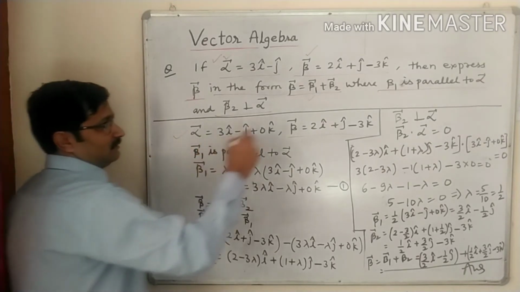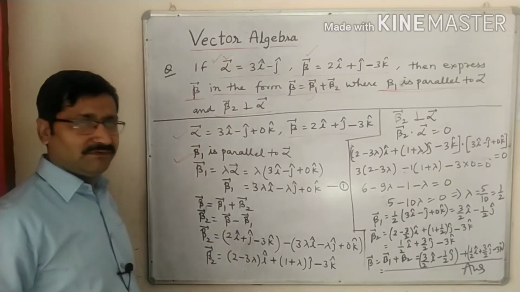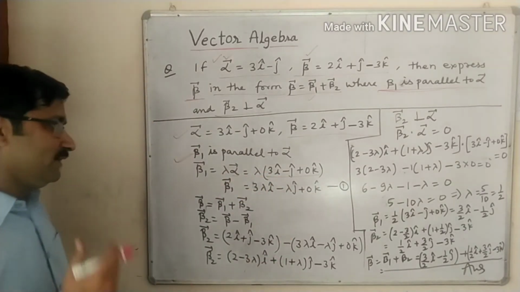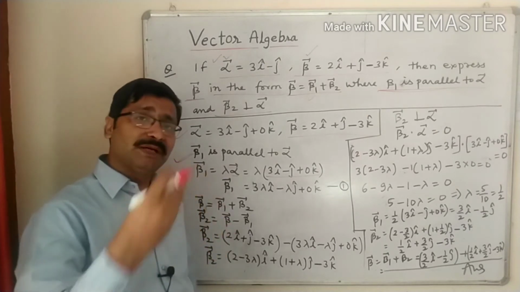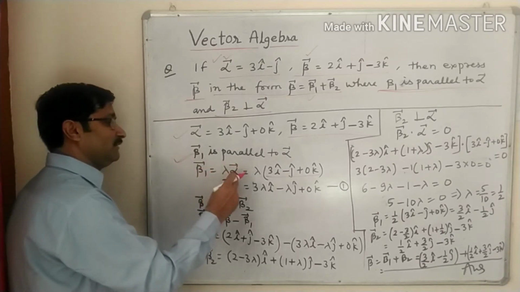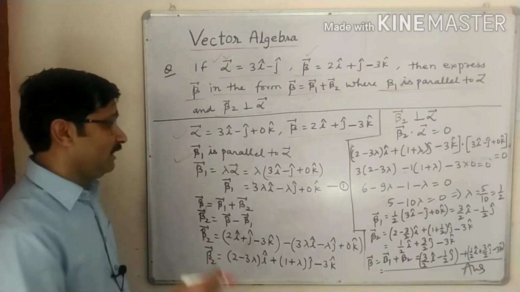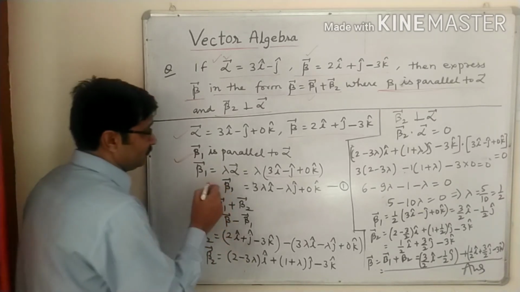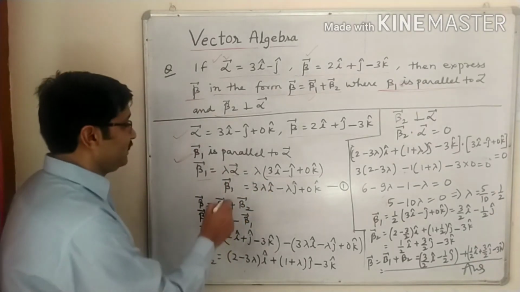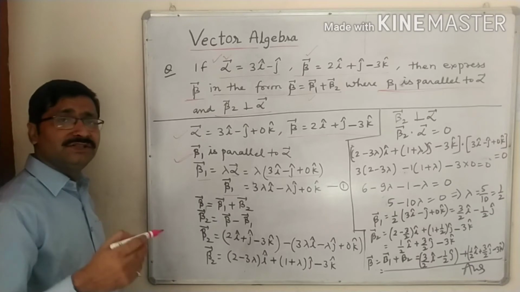Now in the question, what is given? Beta 1 is parallel to alpha, so first you write beta 1 is parallel to alpha. Alpha you already have as 3i minus j plus 0k, so you can find beta 1. By the parallel property, beta 1 is parallel to alpha means we can write beta 1 equal to lambda alpha, where lambda is a constant. So beta 1 is equal to lambda times the bracket 3i minus j plus 0k. Opening the bracket, you get 3 lambda i minus lambda j plus 0k.